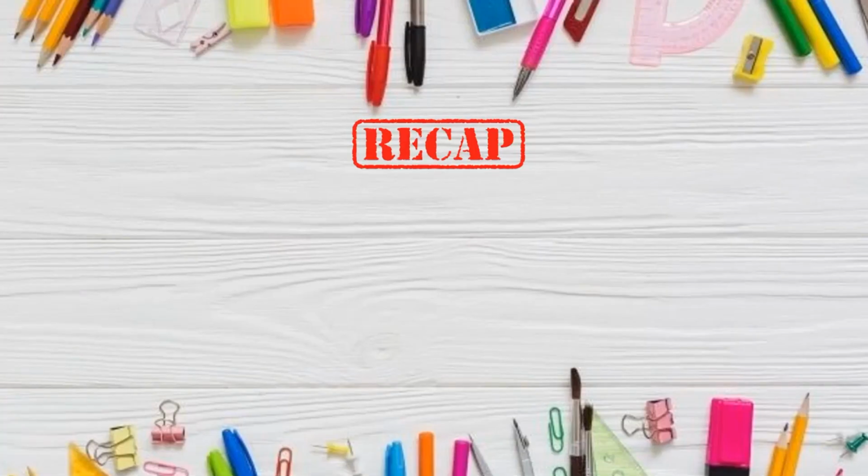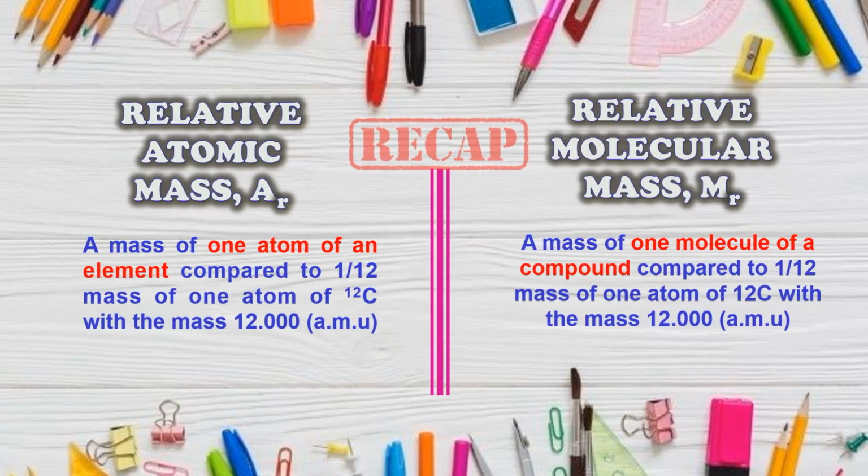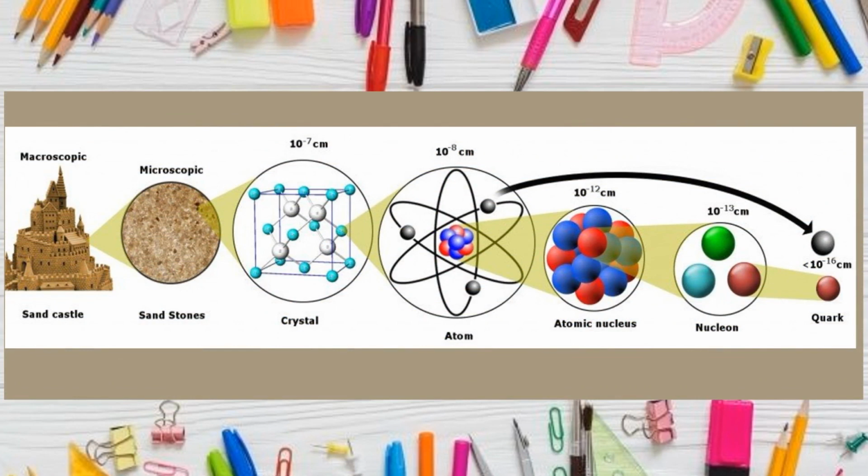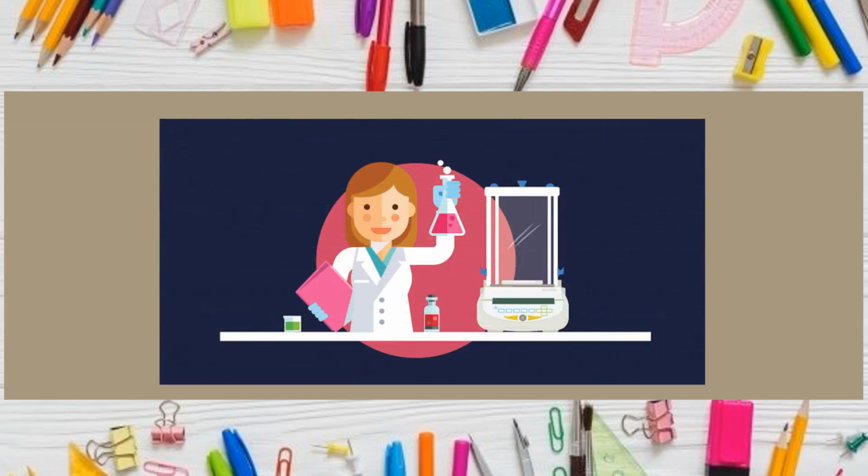Okay, for the second subtopic is about relative atomic mass and relative molecular mass. Alright, so an atom or a molecule is very small and very tiny. Thus, its mass cannot be measured directly using even the most sensitive analytical balance. Scientists need to know only the relative mass of atom or molecule. A standard is needed to define relative mass.